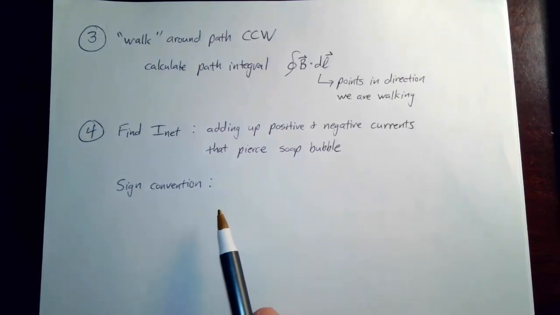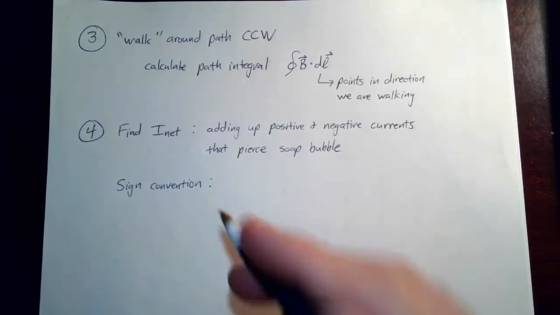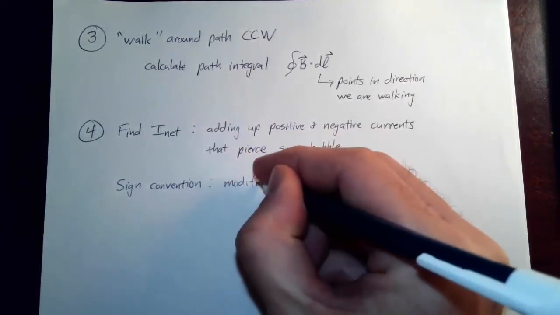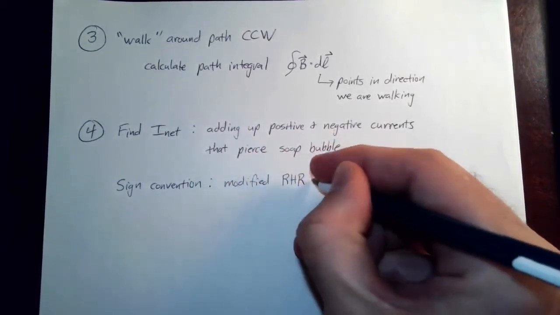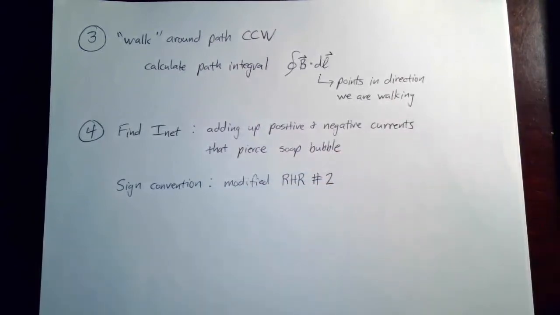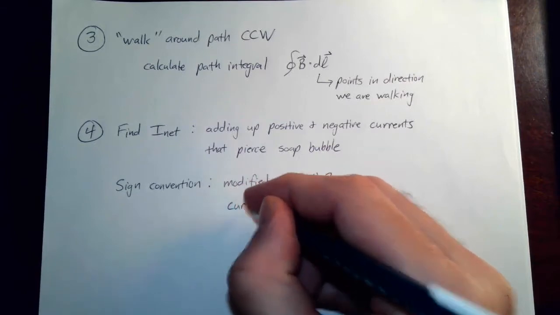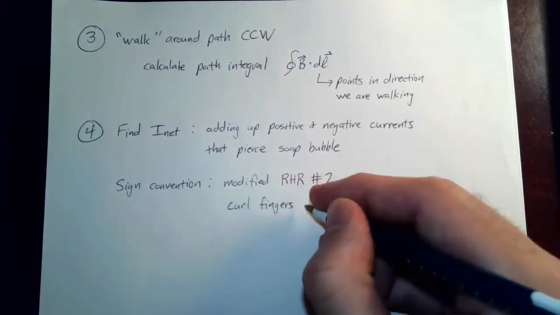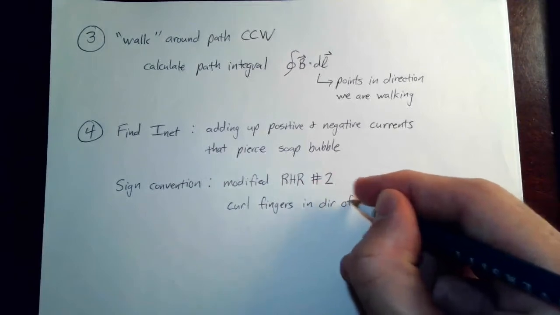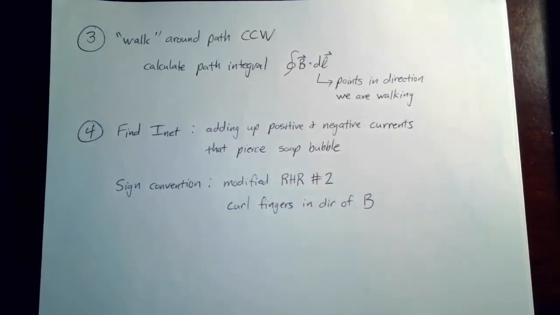For this, I'm going to use a modified version of right-hand rule number 2. And remember, right-hand rule number 2 is the one where you take your right hand, you curl your fingers in the direction of the magnetic field, and your thumb points in the direction of the current that's creating that magnetic field. Okay. In this case, we're going to curl our fingers in the direction of the magnetic field. And now our thumb points in the direction of positive current. Okay, so basically we're choosing the sign convention so that the right-hand rule still holds.